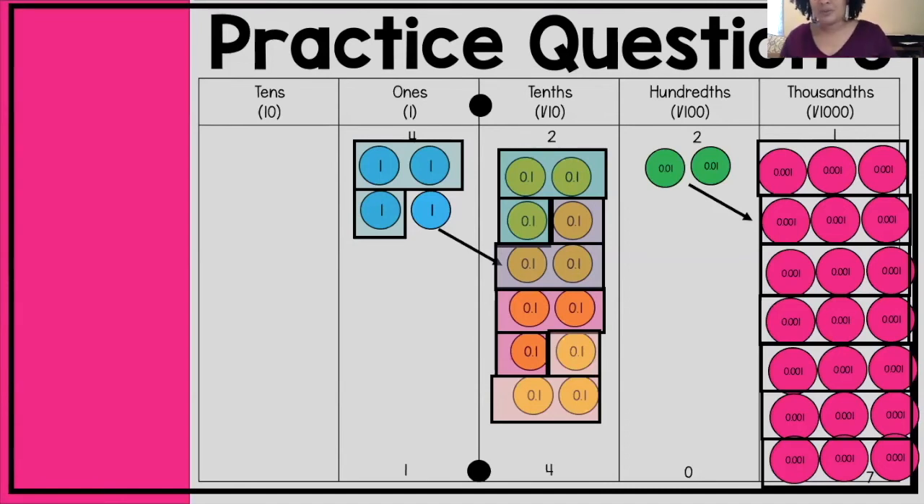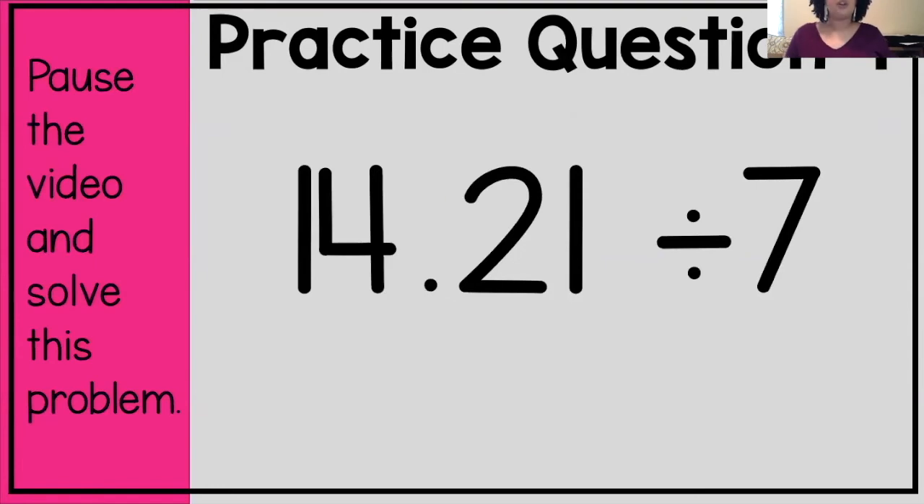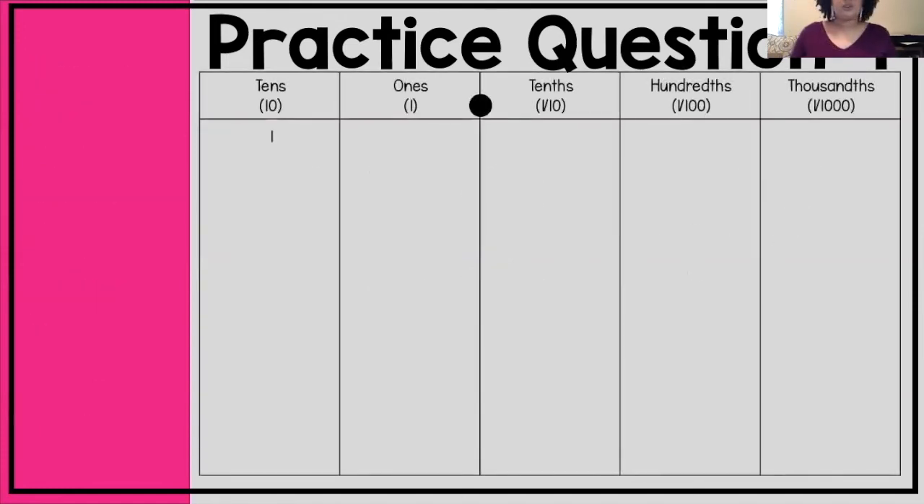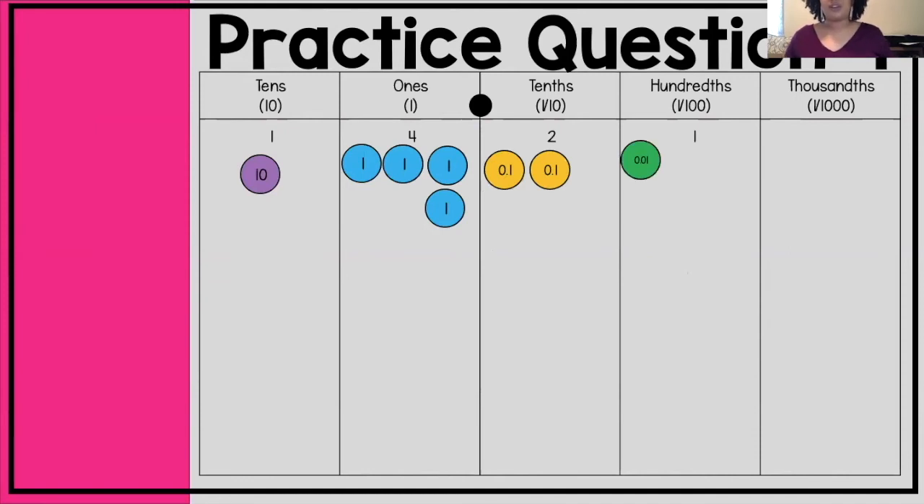One more practice problem. This one is also division. We are going to find the quotient of 14 and 21 hundredths and 7. So 14 and 21 hundredths divided by 7. We're looking for the quotient. So I'm going to start by filling in my number. I have 1 ten, 4 ones, 2 tenths, and 1 hundredth. And again, we're dividing by 7. But because we're dividing, I only have to use the place value disks to create my number one time.